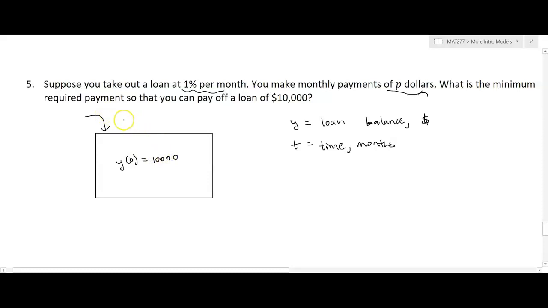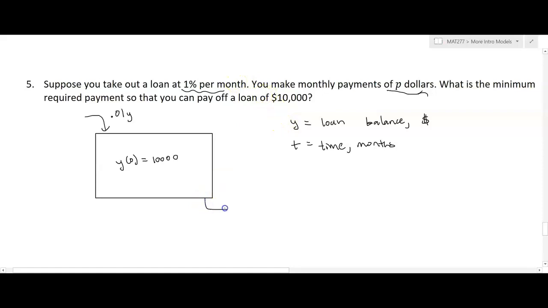And what we have coming in is 1% interest. 1% is always being taken off of your loan balance. So 1% of whatever your loan balance is, is how much the bank will charge you. So the first month, 1% of 10,000 is going to be 100. So I'm going to have $100 of interest in my first month.